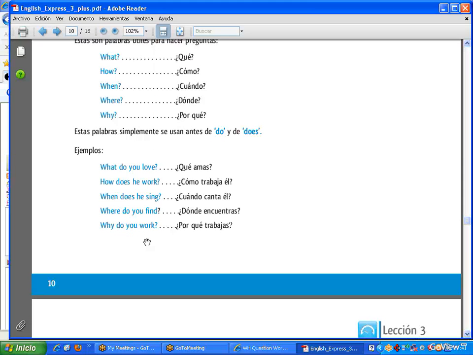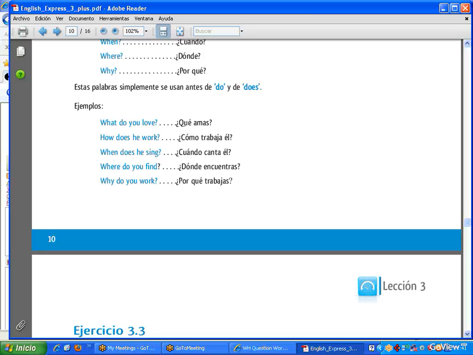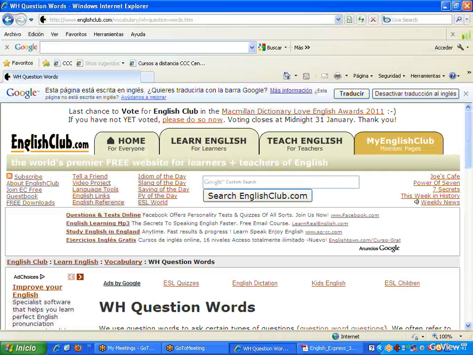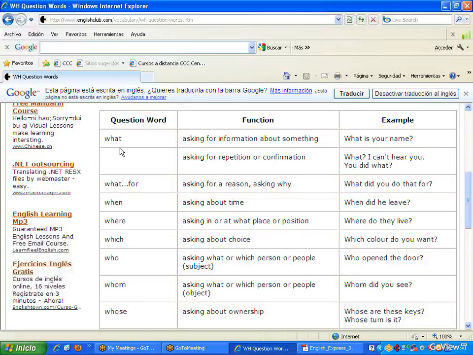Question words. What? The function of the word what? Asking for information about something. For example, what is your name? Or asking for repetition or confirmation. It's como, ¿qué? What? I can't hear you.